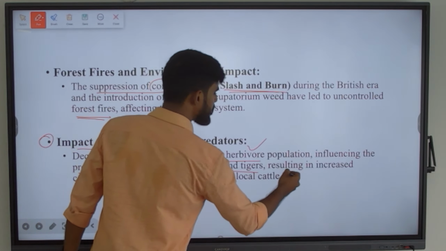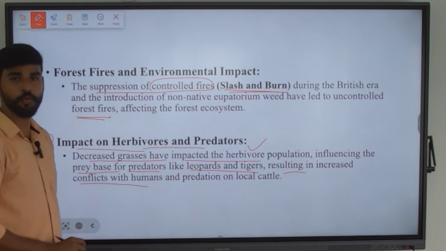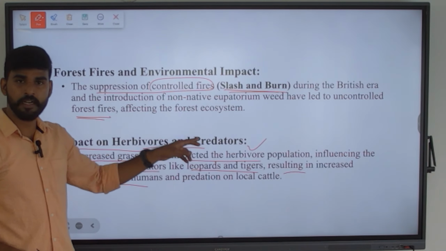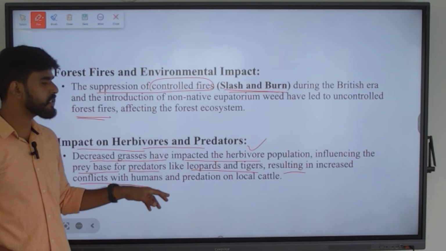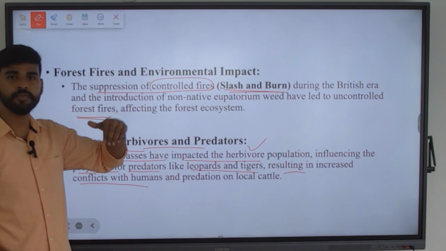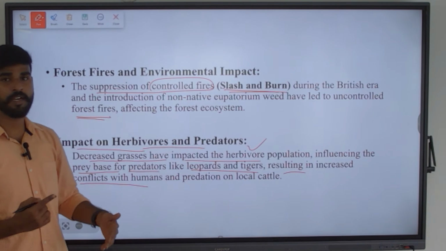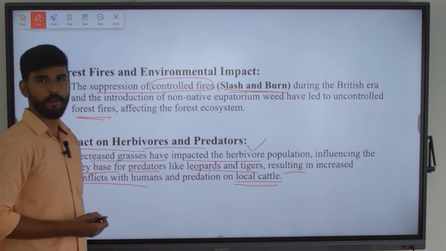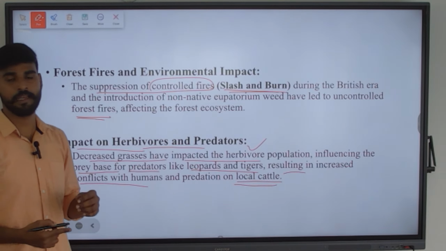So it will result in increased conflicts with humans. These leopards and tigers, that is predators, will come in conflict with humans because they are not having sufficient herbivore population to feed on. So they come into the settlements where humans are there. They will come in search of local cattle. This is how the problems are linked.